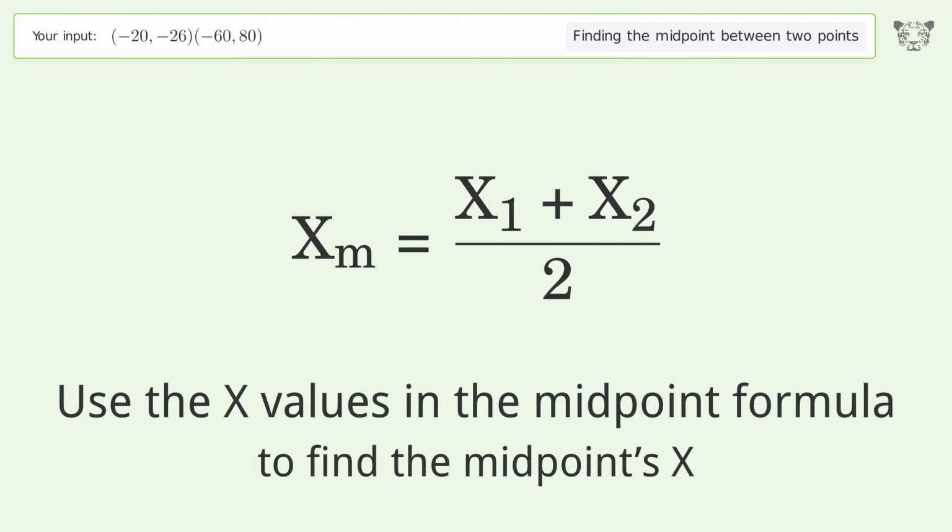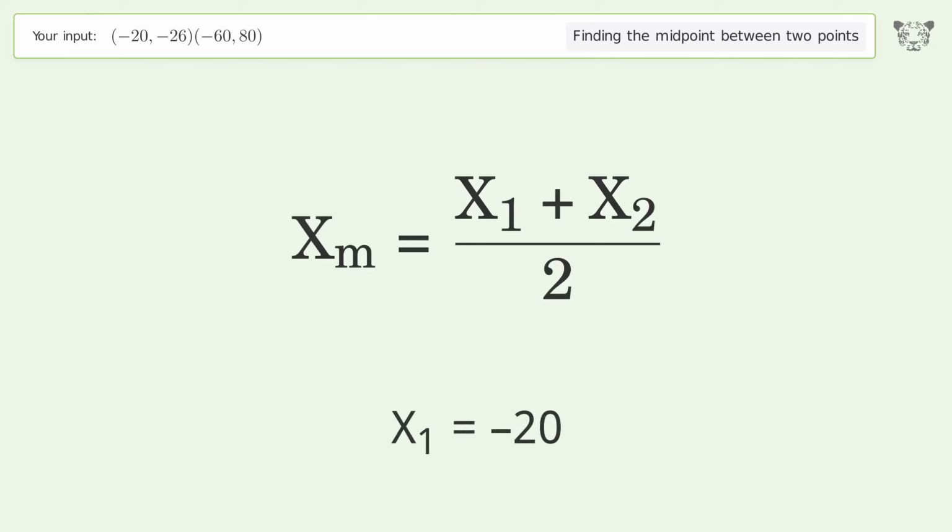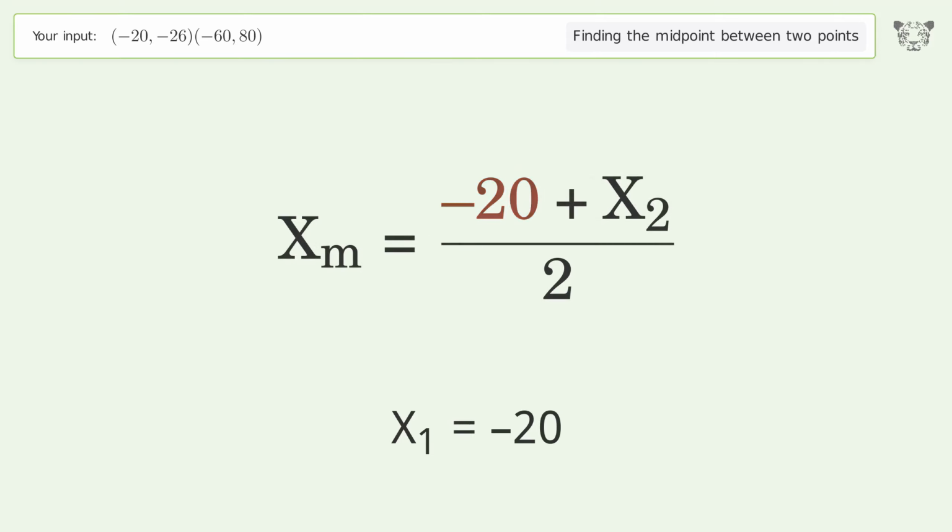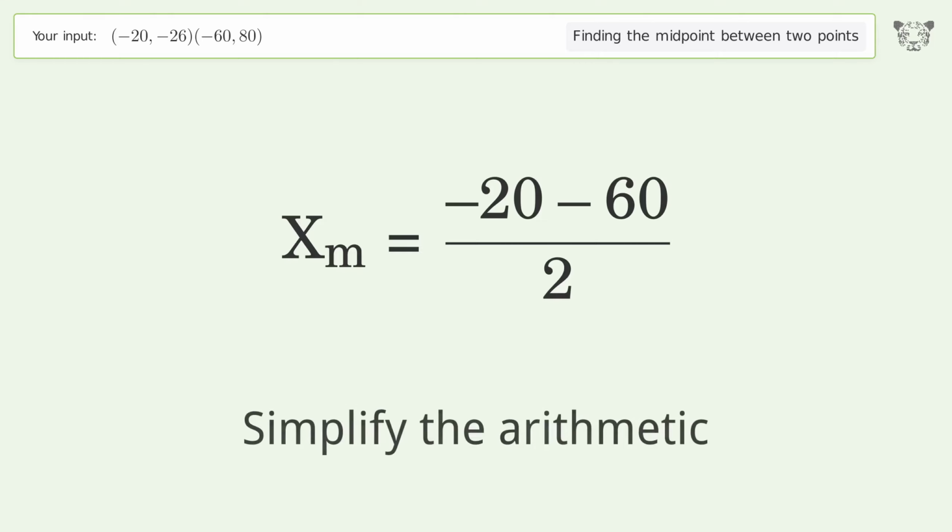Use the x values in the midpoint formula to find the midpoints x. x1 equals -20. x2 equals -60. Simplify the arithmetic.